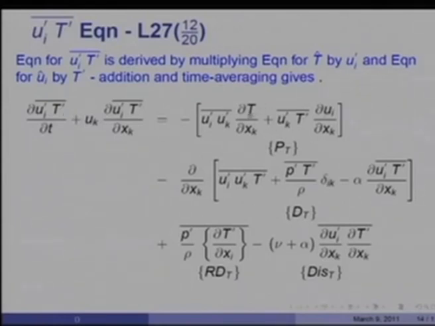production of u_i' t', diffusion of u_i' t', firstly by pressure fluctuations and secondly by velocity fluctuations. This is the diffusion of the turbulent flux due to laminar diffusivity. This is, again like the pressure strain term, the redistribution term, and then there is the dissipation of u_i' t'. So, again you get very similar terms to those one had seen in the stress equation model.